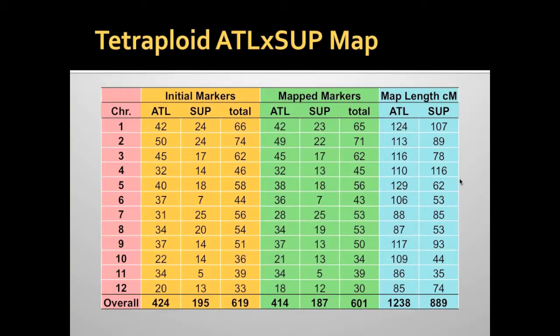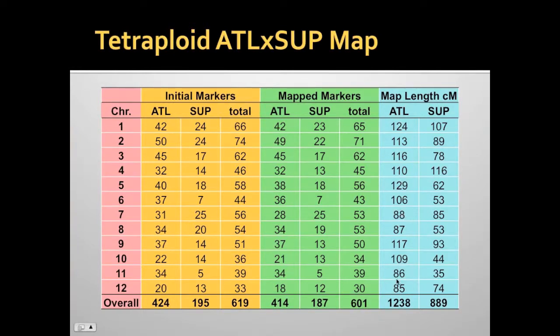Okay. This is a summary of the final map. I started with 424 markers for Atlantic and 195 for Superior, with a total of 619. And then I mapped 414 for Atlantic. So you see there were 10 that were eliminated using those criteria that I just explained: high segregation distortion, or if they couldn't be assigned to just one homolog. For Superior, 187, making a total of 601 markers mapped.